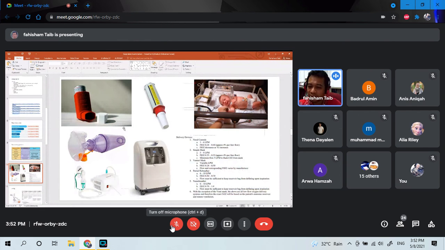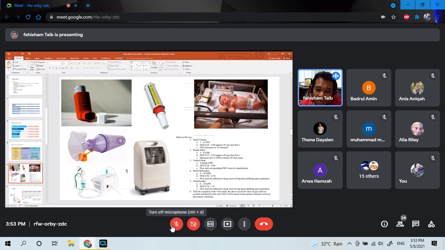And I think last time they mentioned different devices, about the bag and mask. And we often use nasal cannula. High flow, we often use as well. Simple mask, we don't use. Venturi, we don't use. Partial rebreather, not really. Non-rebreather, yes, we do, most of the time.